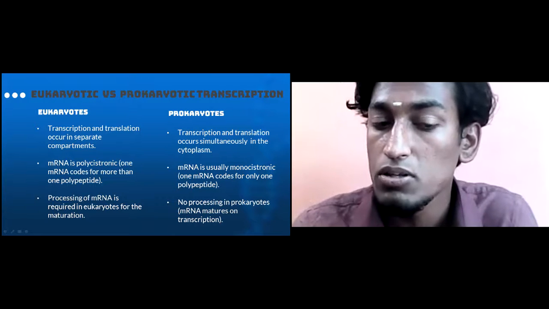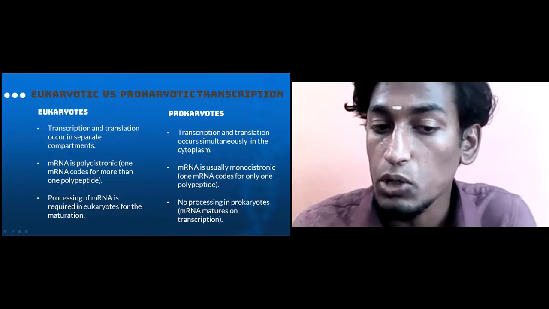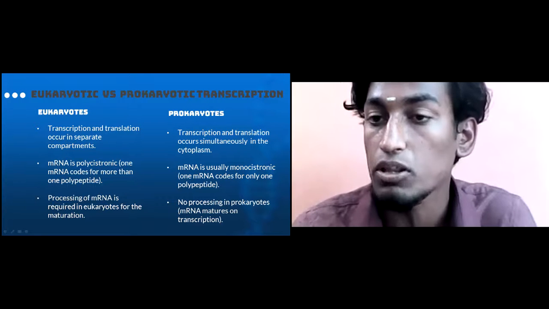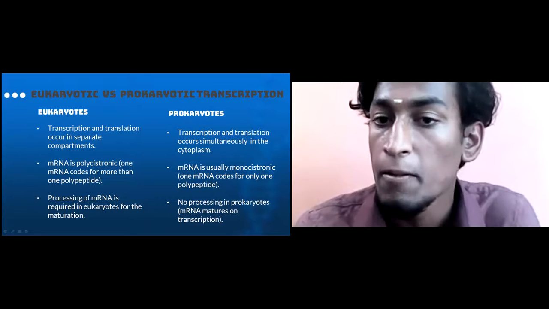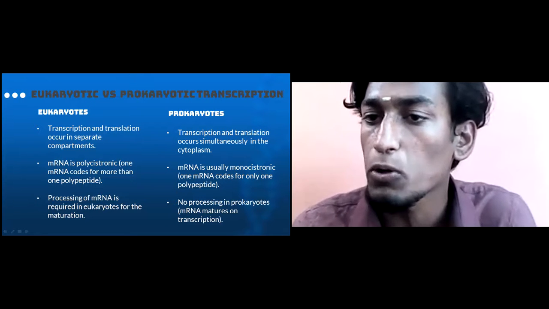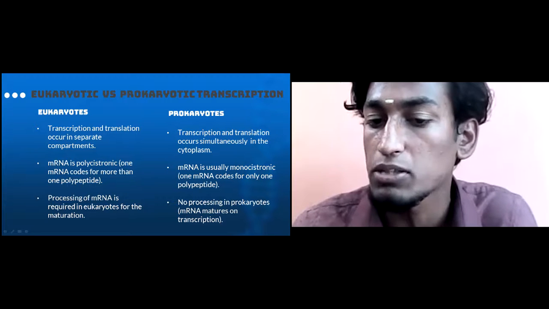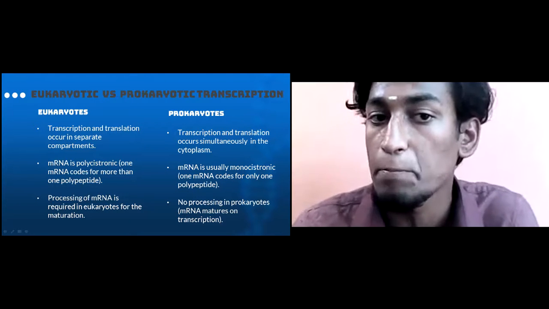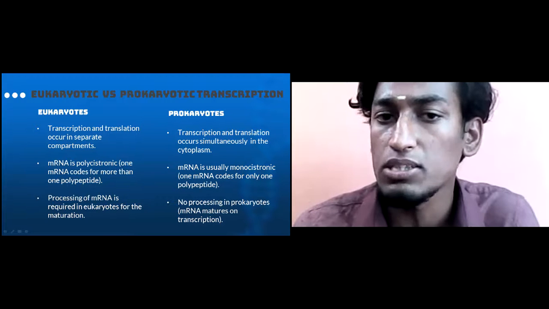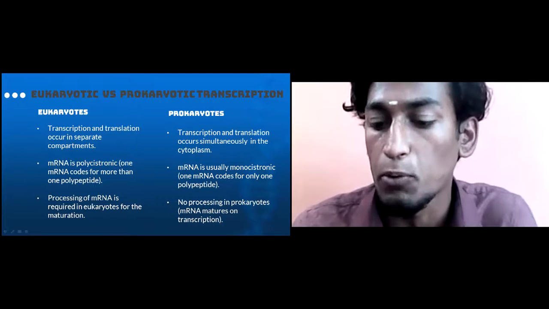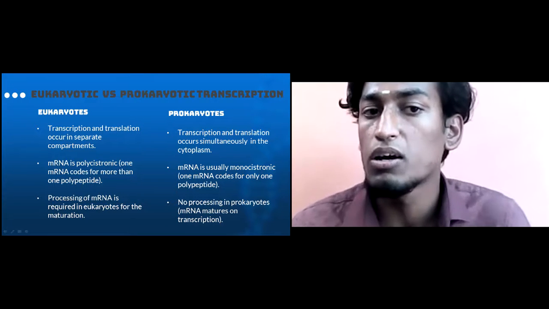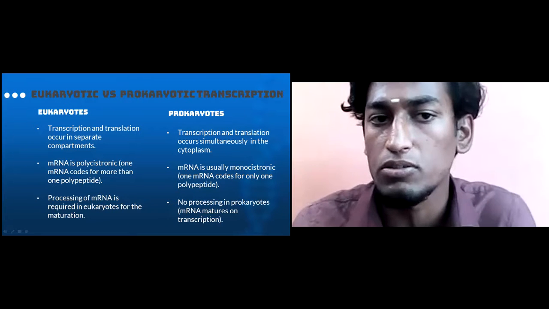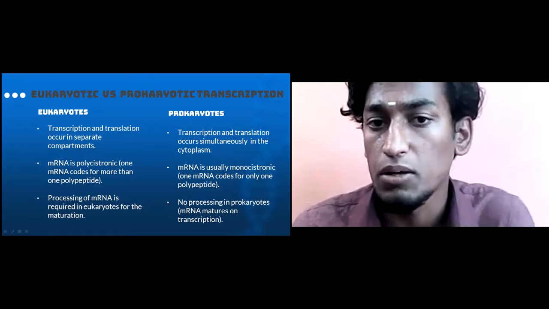In eukaryotes, processing of the mRNA is required for its maturation. Whereas in prokaryotes, no processing takes place because the mRNA matures during transcription itself. So post-transcriptional modification is not required in a prokaryotic cell. This is the primary difference between eukaryotic and prokaryotic transcription.